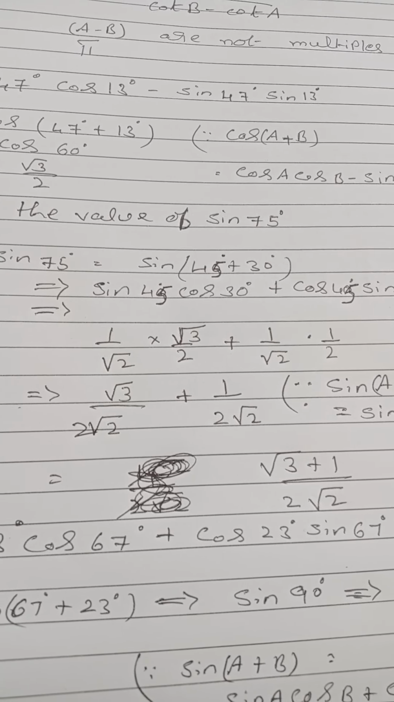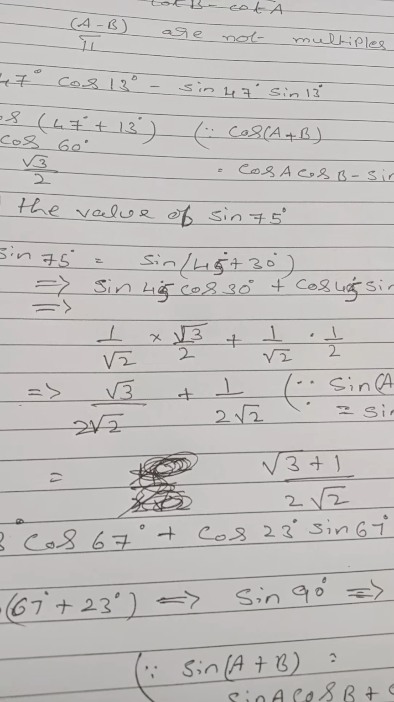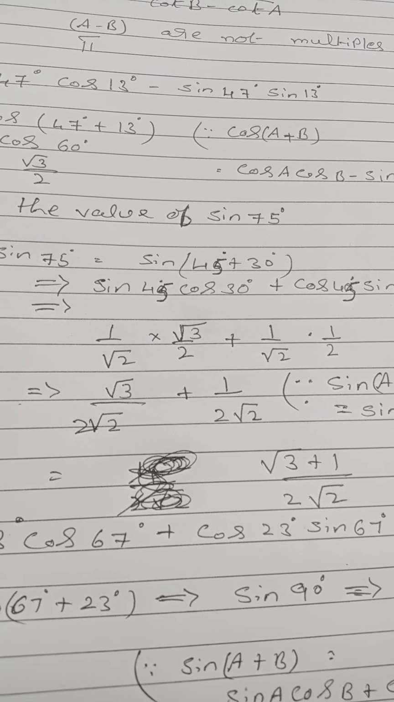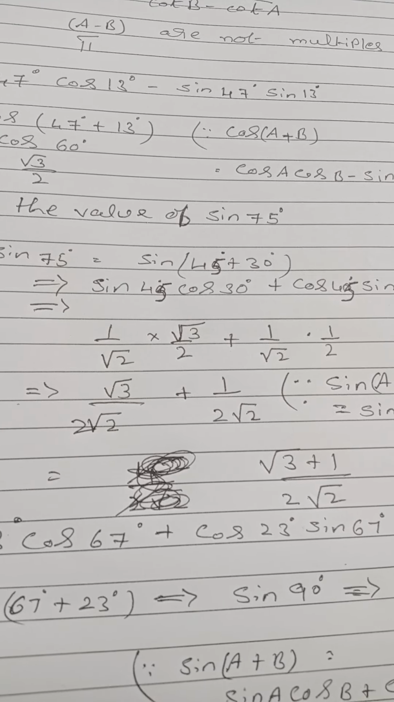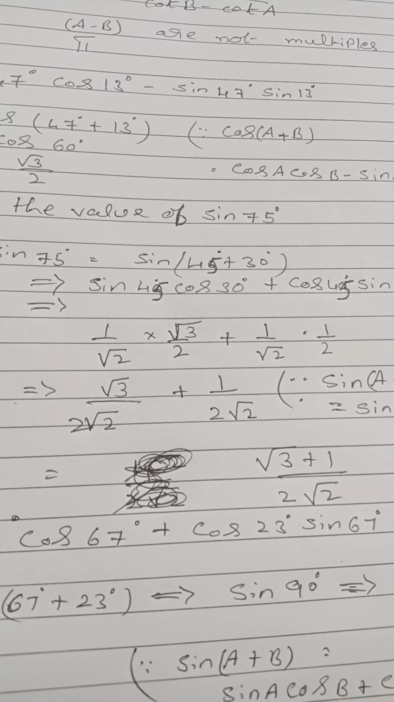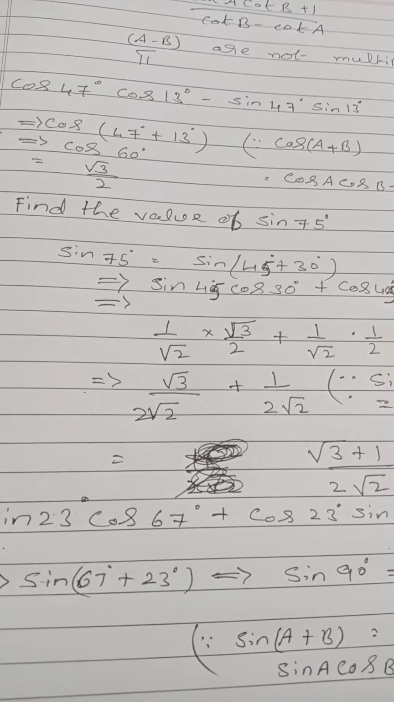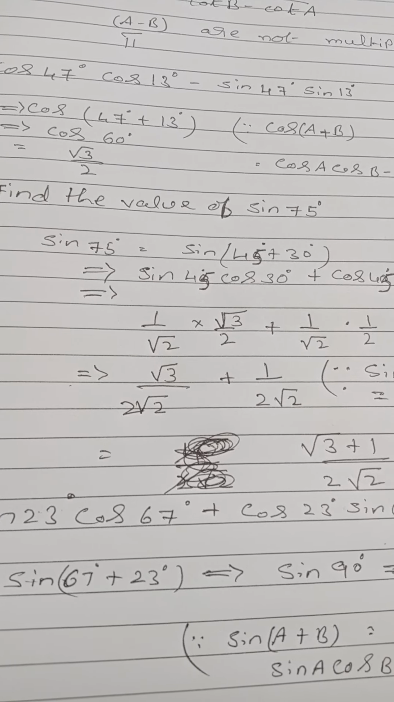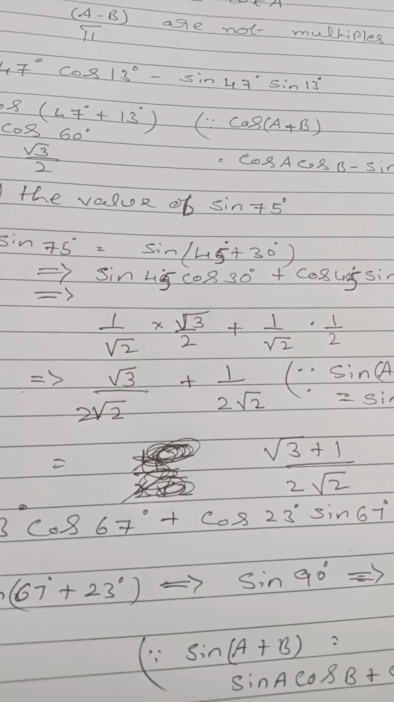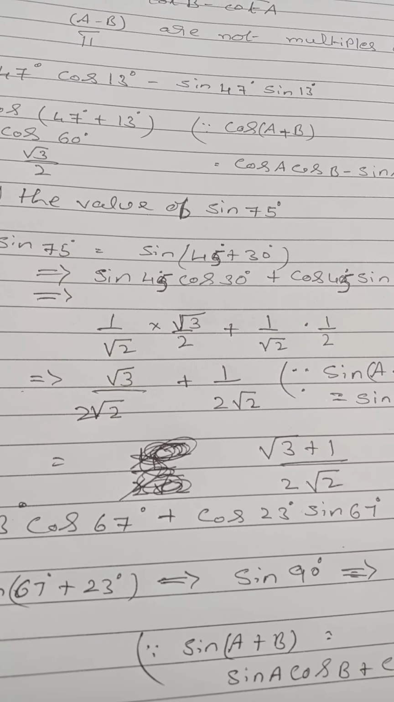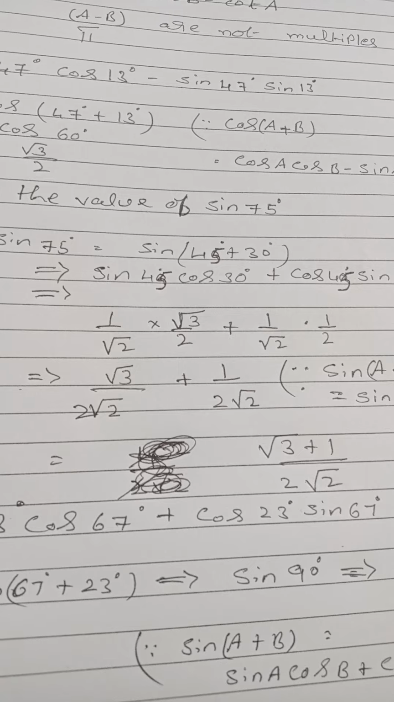Last problem is cos 67 degree into sin 23 degree plus cos 23 degree into sin 67 degree, that is equal to sin(67 + 23 degree), which is equal to sin 90 degree, that is equal to 1, because sin(a + b) is equal to sin a cos b plus cos a sin b.